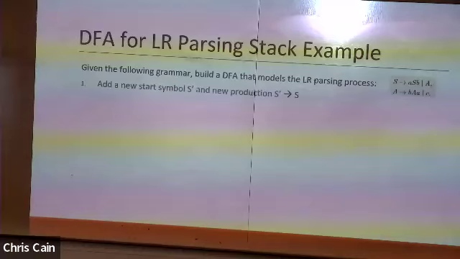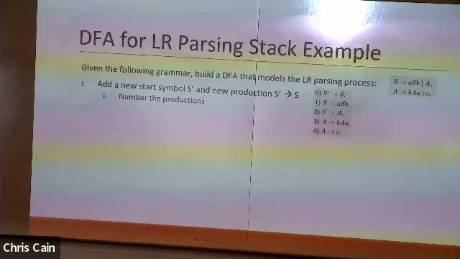We're going to, step one, add the new start symbol, S prime, and the new production to the grammar, S prime arrow S. We're going to number all of the productions in the grammar with this new production as element 0. We'll make a start state Q0. From now on, instead of calling it Q0, this is state 0. State 0 represents production 0 in the grammar.